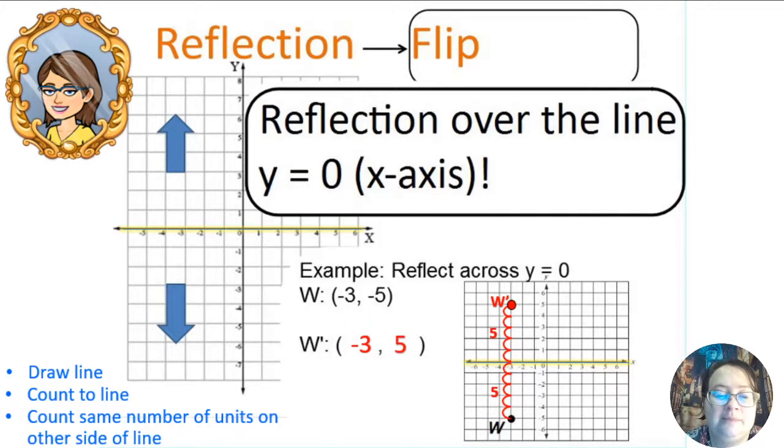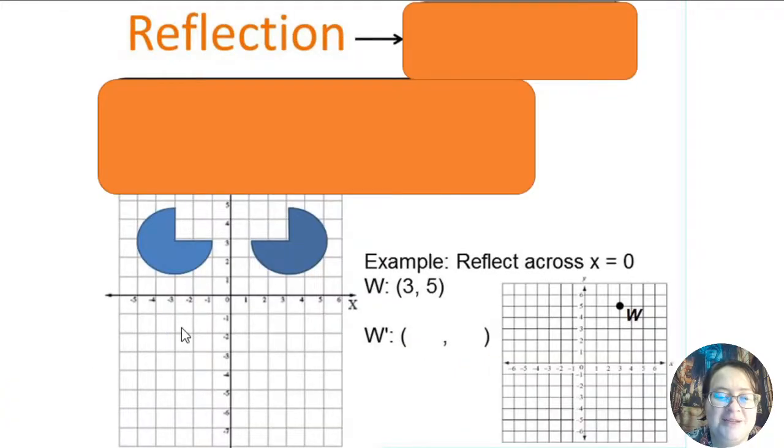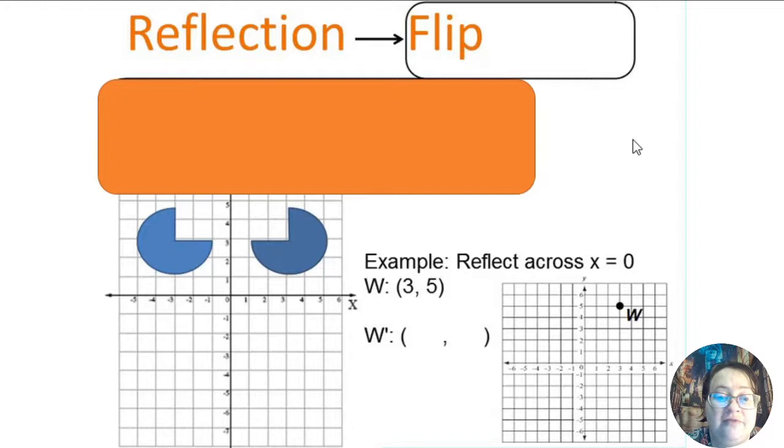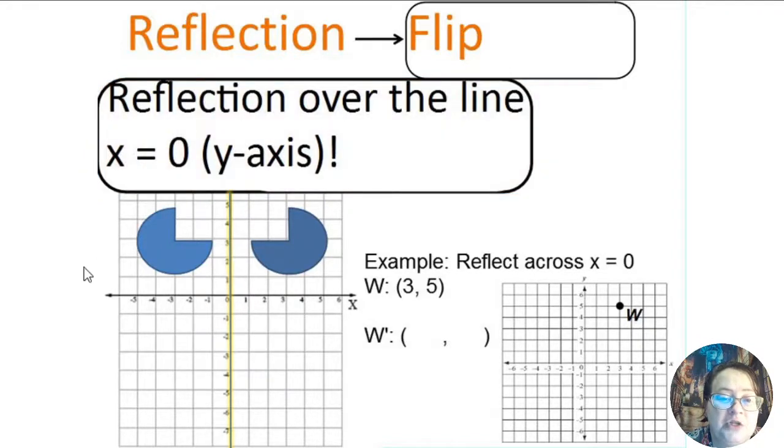Let's try another one. This one here, if you look, is reflected across the y-axis. Remember, our reflection is a flip. So this shape flipped across that y-axis. And the y-axis is also known as x equals 0 for the line equation. So this is a reflection over the line x equals 0, or the y-axis.